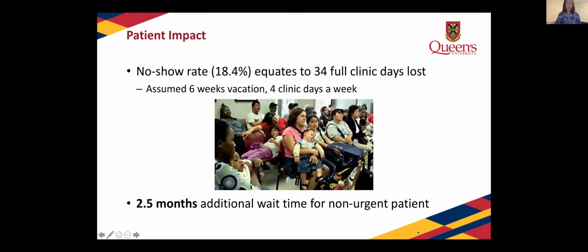When we then wanted to look at the patient impact, we found that our no-show rate of 18.4% would be calculated to the equivalent of 34 full clinic days lost, or alternatively viewed as an additional 2.5 months wait time to be seen in our service for non-urgent patients.